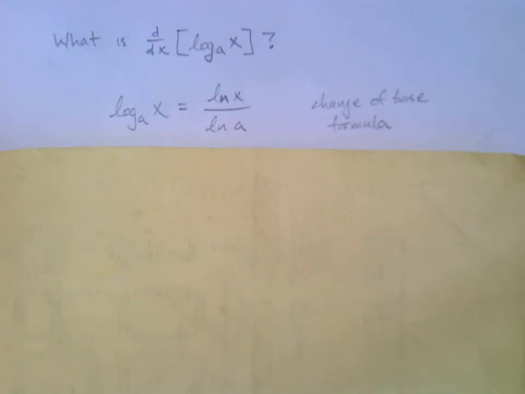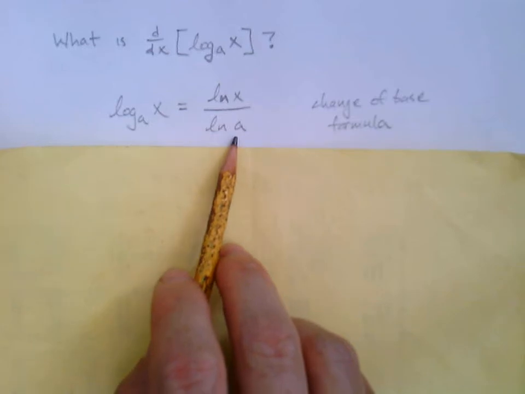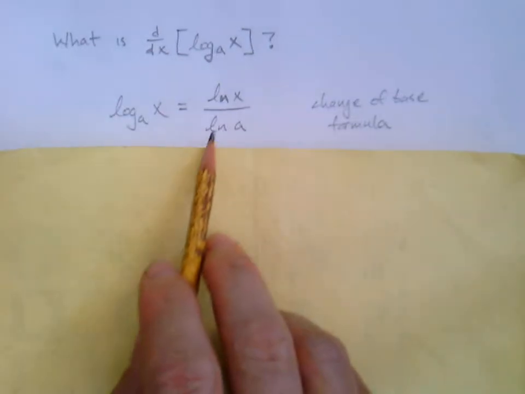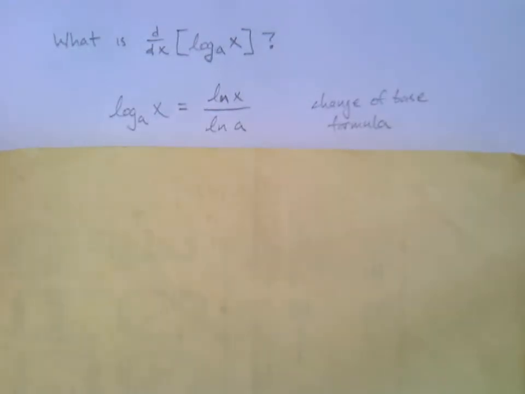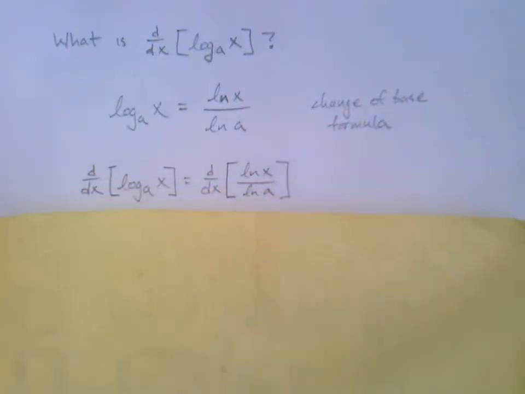You may recall that the log of x with base a could be rewritten using natural logs: the natural log of x divided by the natural log of a, no matter what the base is. Okay, so we've got this true statement. What are we going to do? Well, of course, we're going to take the derivative of both sides.